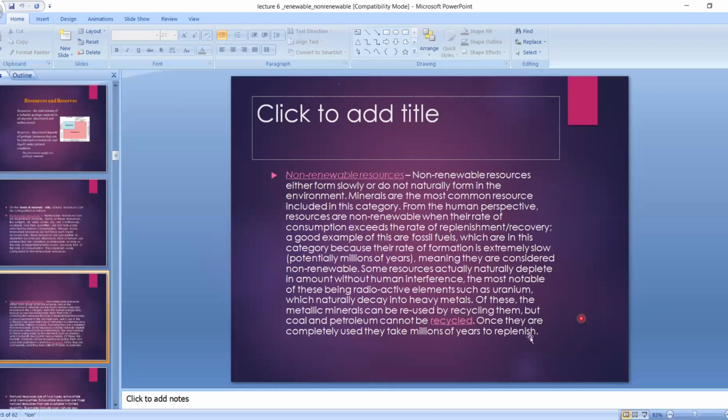Non-renewable resources either form very slowly or do not naturally form in the environment. For example, coal and petroleum are non-renewable because you are using them and they are going to be exhausted. They are going to be finished, and they cannot be remade within the current period of time. It will take millions of years to be reproduced, and a lot of generations, because the minerals, the crude oil or petroleum you are using right now were formed millions of years ago.